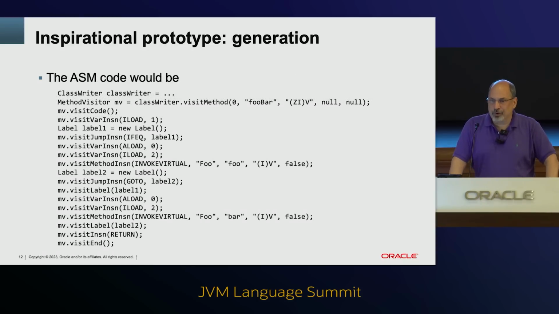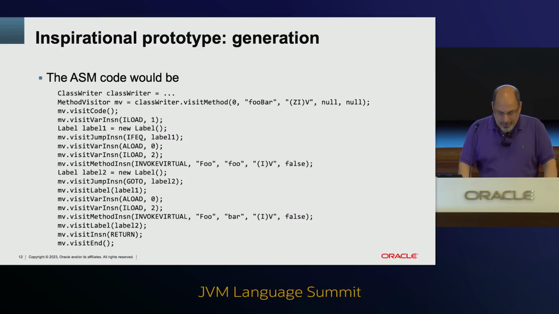So the code for doing this in ASM would look like this. ASM is a visitor-based API, so you get a method visitor, and all of these visit calls are real. You could think of this as an emit call. So we're emitting a method, we're emitting the code attribute. Now we're going to emit a variable instruction and a jump instruction, et cetera. And it's pretty straightforward, but it's not particularly abstract, and there's a lot of details that you have to manage yourself.